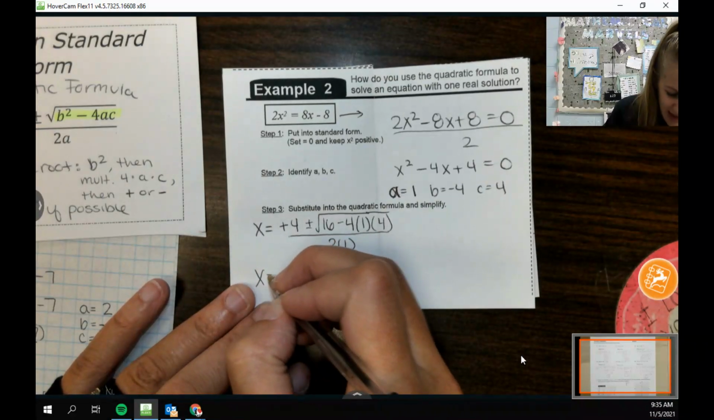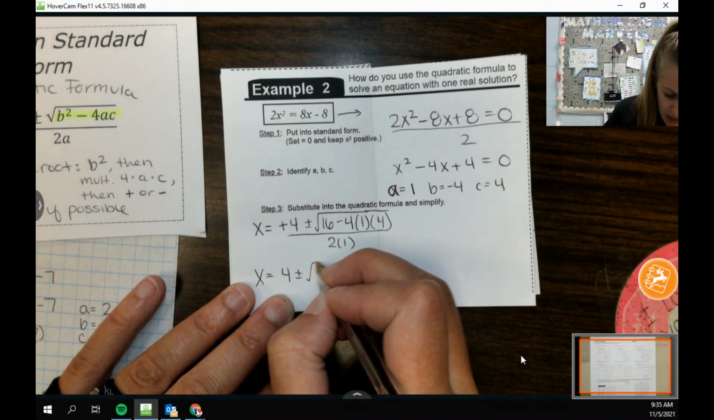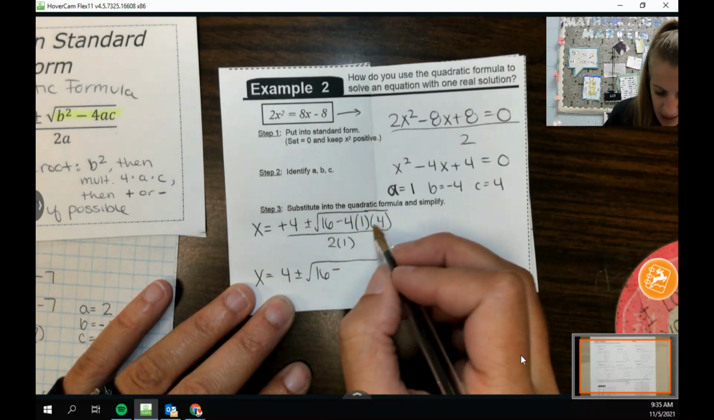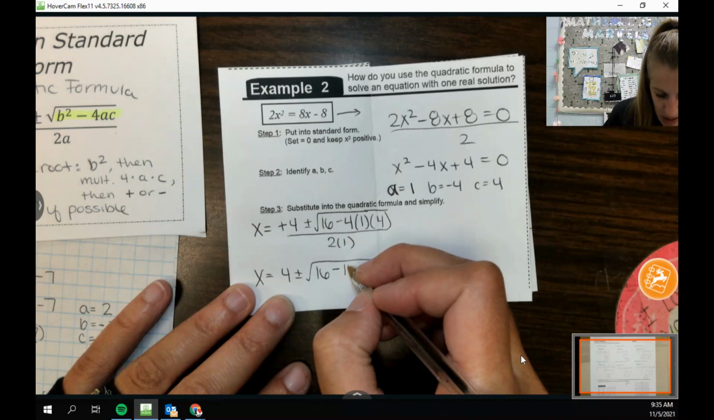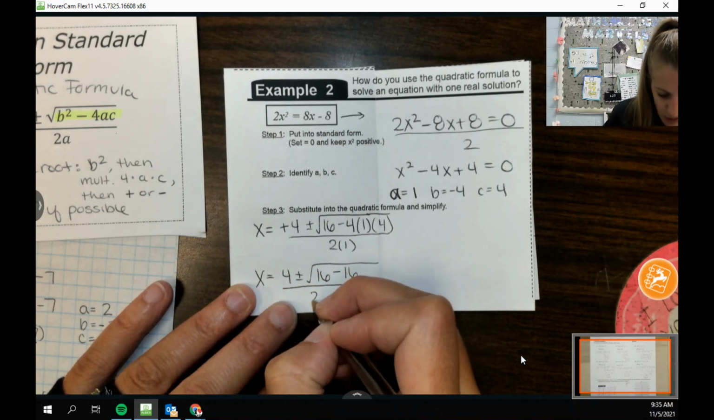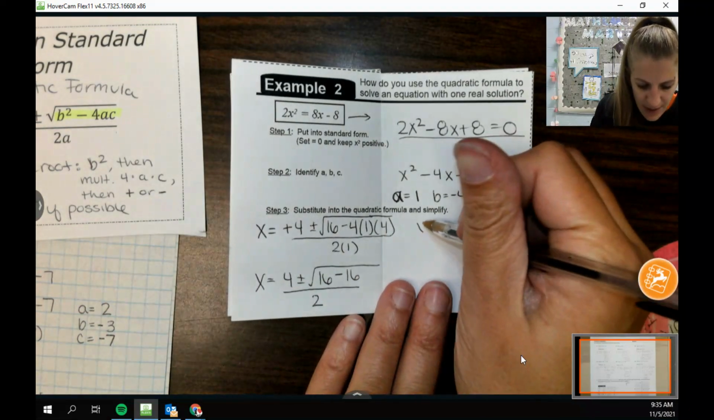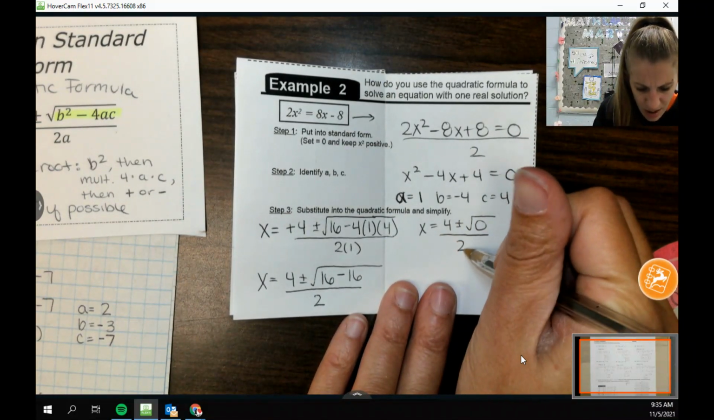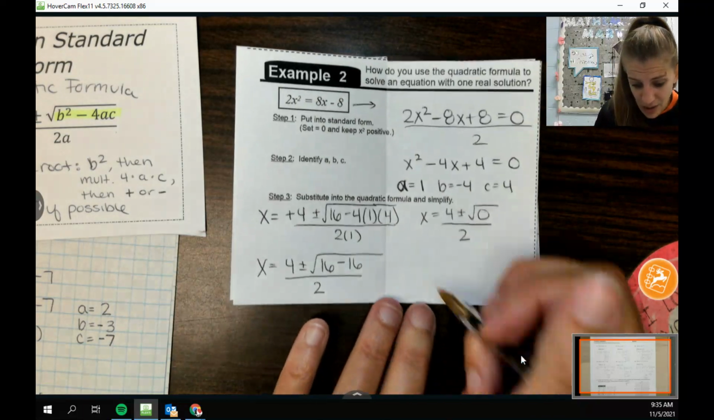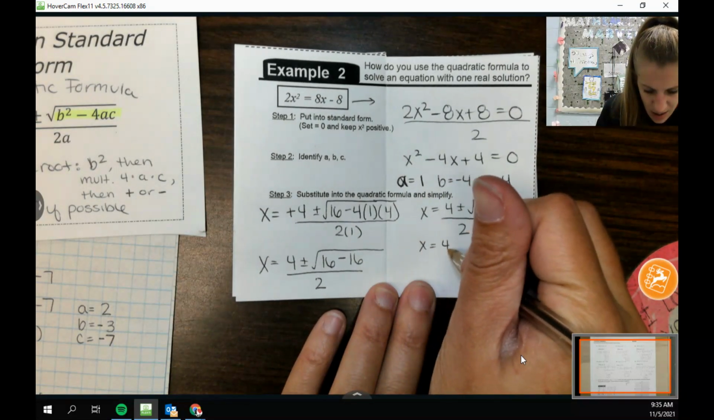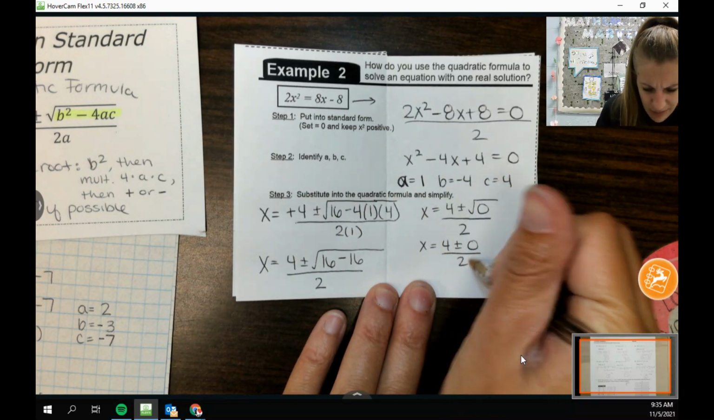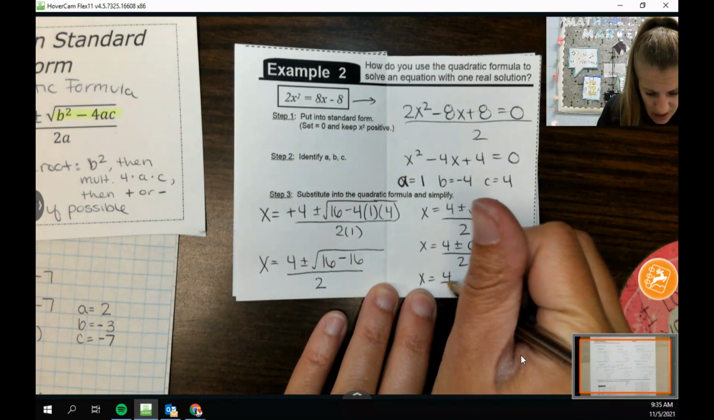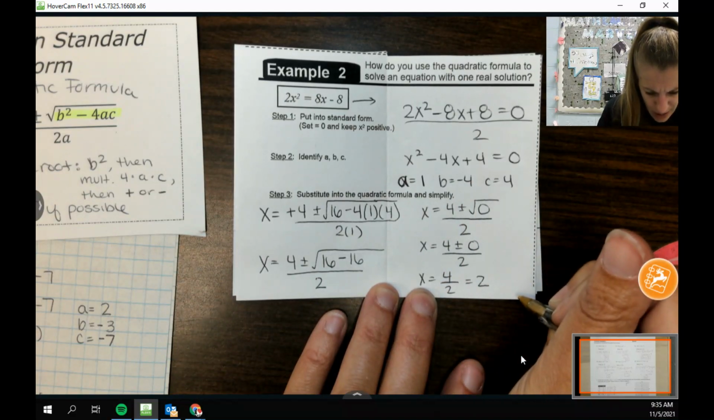Anyways, so x equals 4 plus or minus the square root of 16. Over here, it's going to stay minus. 1 doesn't matter, but 4 times 4 is 16 over 2. Interesting. So we'll have x equals 4 plus or minus the square root of 0, which is just 0. And 4 plus or minus 0 is just 4. So really this just ends up being 4 over 2, which is 2.